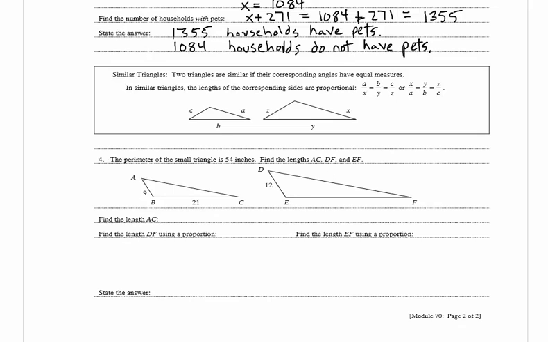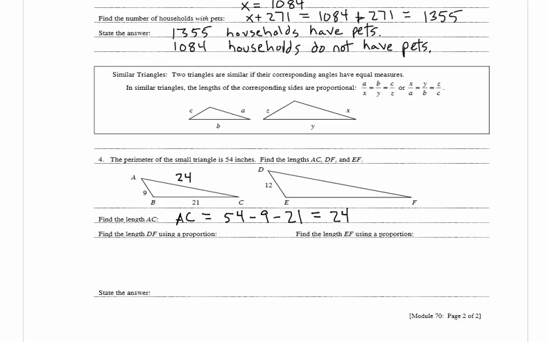So the first thing they ask us to find is the length of AC. So in order to find AC, we can take the total perimeter, which was 54, and subtract the two sides that are given. So we have 54 minus 9 minus 21, and this is equal to 24. So we know side AC is 24.